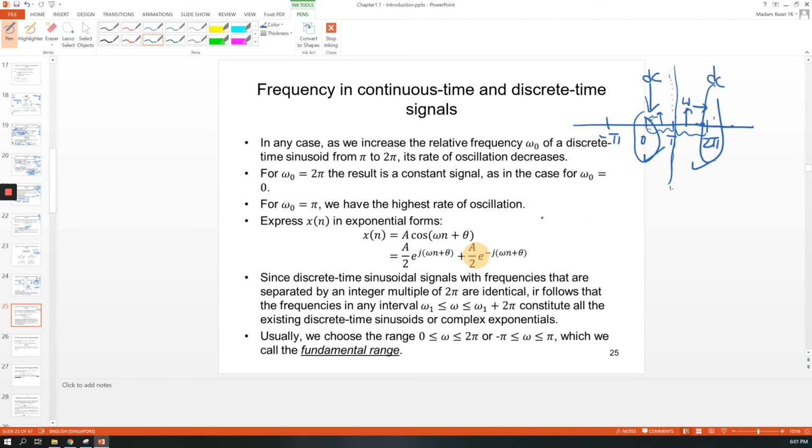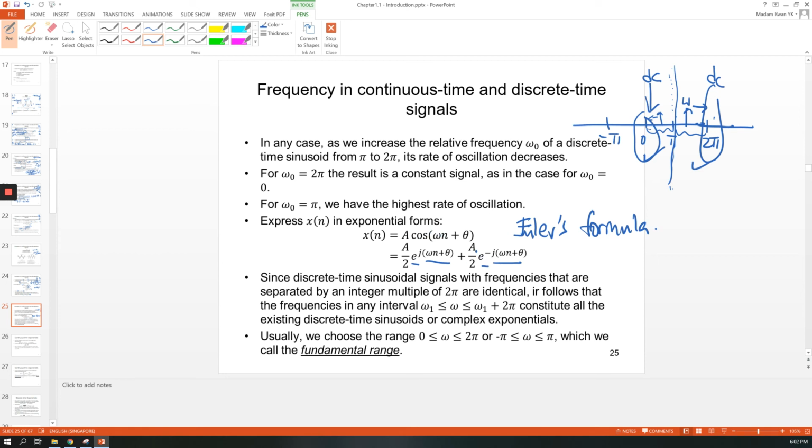So cosine, okay? According to Euler's formula, go and check it. Cosine can be expressed in terms of exponential j theta and exponential minus j theta. All right, so that's the formula for cosine. It is very useful to express cosine or sine into exponential.